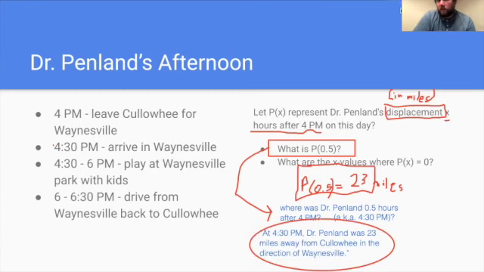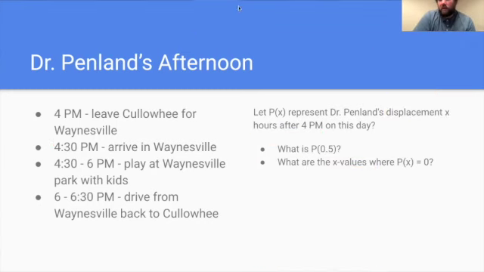Now, a second question we could ask is, what are the x values where P of x equals 0? Notice this is a very different question than asking what is P of 0.5. These are very different things, and it's important to understand the difference between them. The difference is whether we're interested in knowing, in this question, we knew the time, and we wanted to know the displacement.